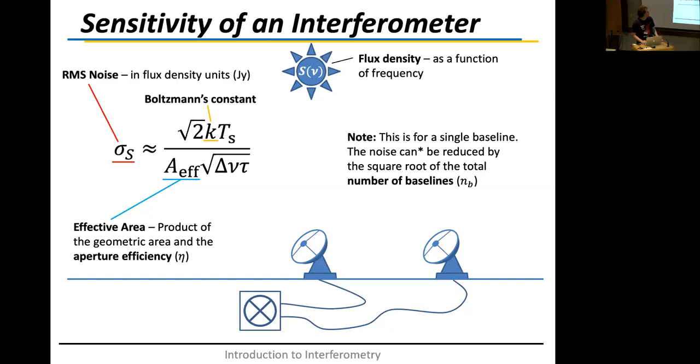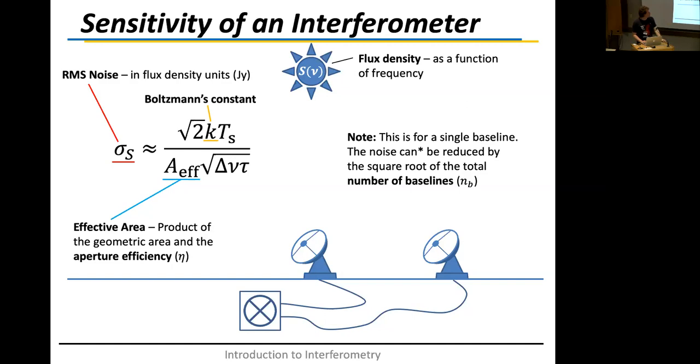This is ultimately what the sensitivity of the interferometer is. And this is the thing that's the most interesting. This is only for a single baseline. And so if you have multiple baselines for a telescope, this number gets divided by the square root of the number of baselines. And so roughly the total sensitivity of an array is sigma_s divided by the square root of the number of baselines. There are a couple of caveats on that, but this is, to first order, basically what you expect to see out of an array of telescopes.